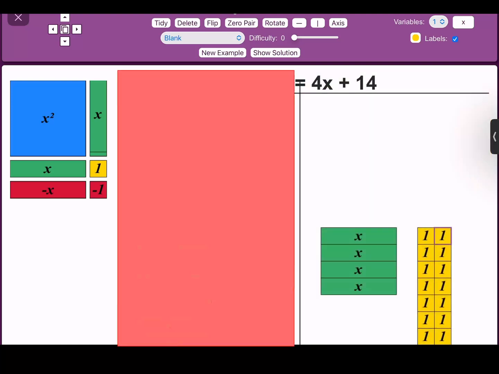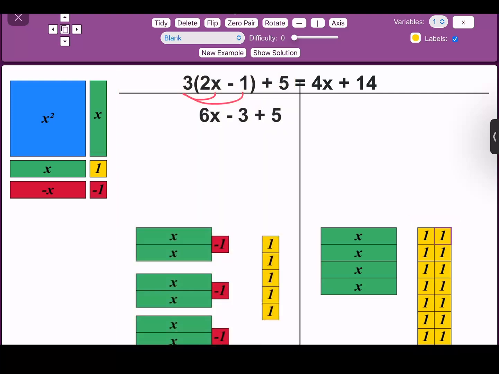Now I'm going to go ahead and switch to the other side. On the right, we have 4 positive x's and 14 positive unit tiles. After they have this fully modeled, I would have them combine the like terms by grouping your x tiles together and then grouping the constant tiles together. I'm going to do this one side at a time so that there's no confusion when combining things on opposite sides. So here you want to reiterate that we can combine these terms because they visually look alike.